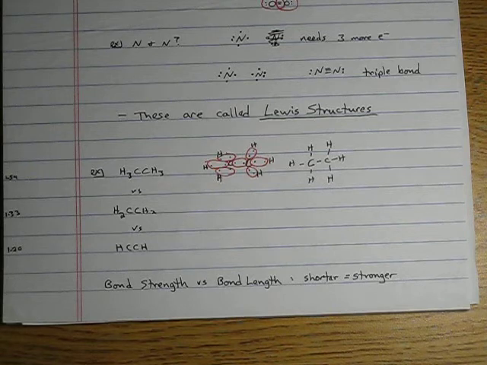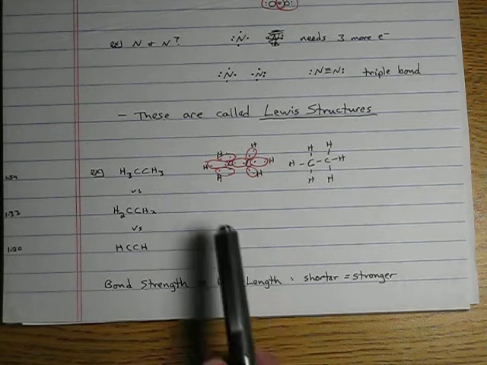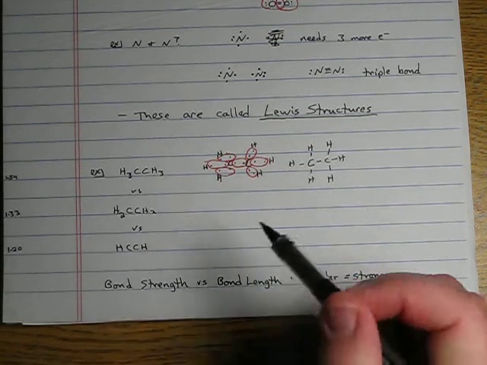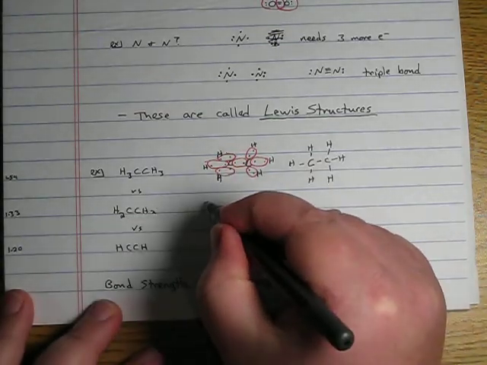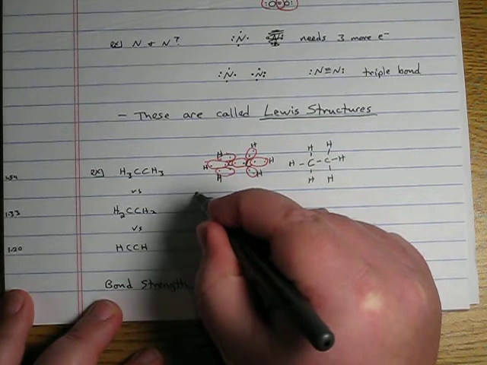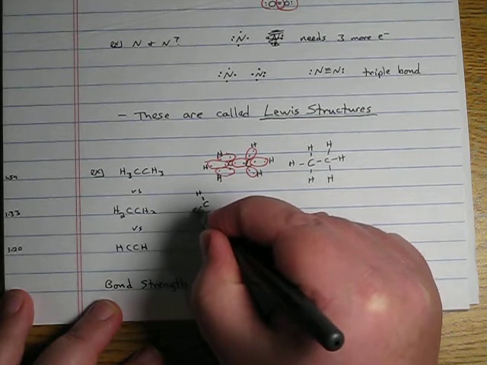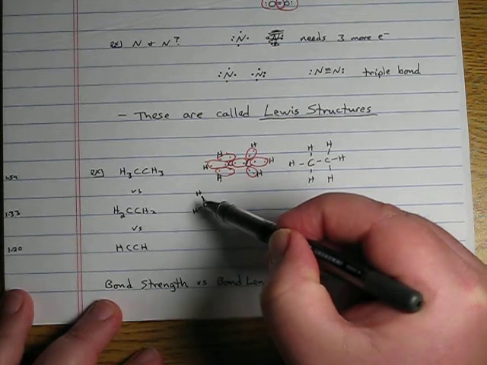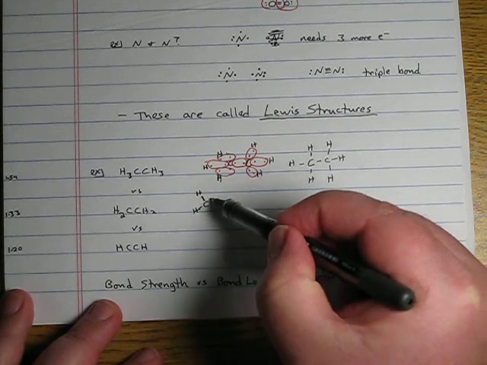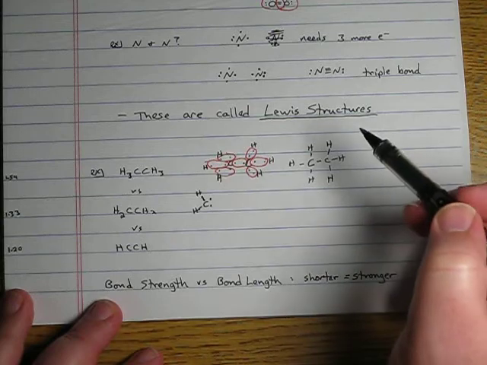Well, let's look at the next one here. We're not going to go through all of this, but we'll skip some steps. H2CCH2. Well, I know that I've seen this before. I'm going to have H2 like this. I know 1 electron comes from the hydrogen, 1 from the carbon, 1 from the hydrogen, 1 from the carbon. I know carbon has 2 more electrons on it.